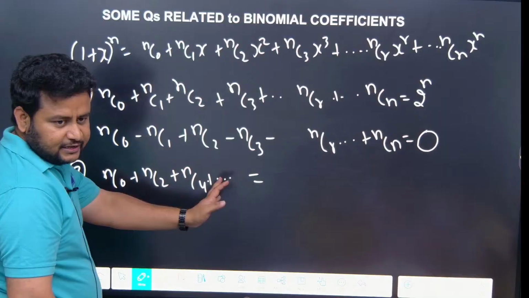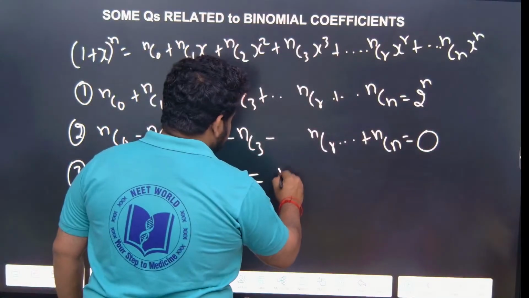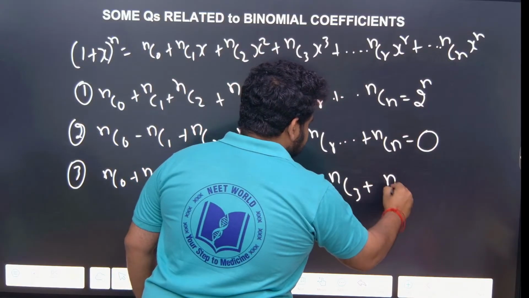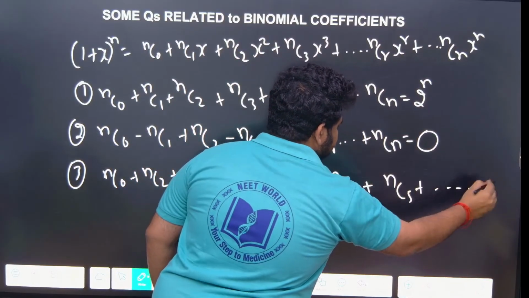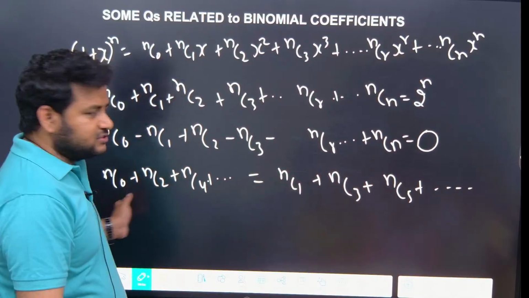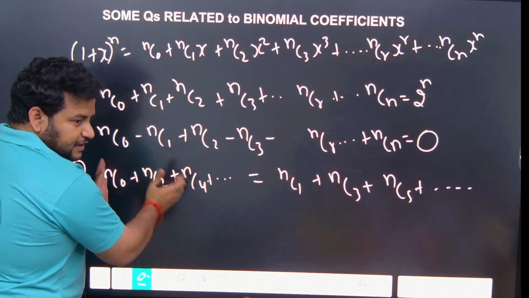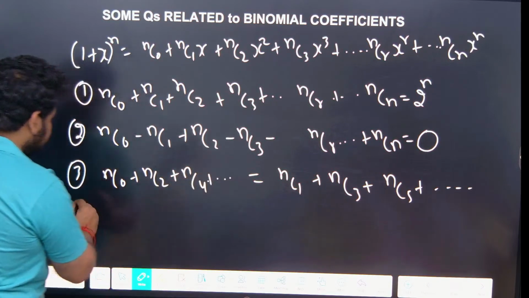Now what I will do is keep odd terms on one side and even terms on the other side. So nC0, nC2, nC4 here. Here I will write nC1, nC3, nC5, like that. That's all. So odd terms on one side, even terms on the other side, we will get it.